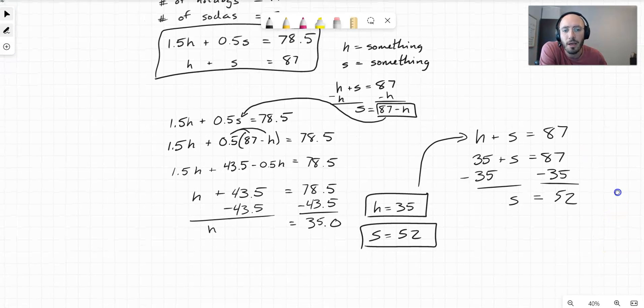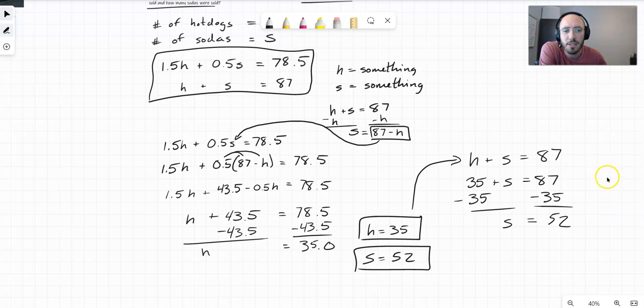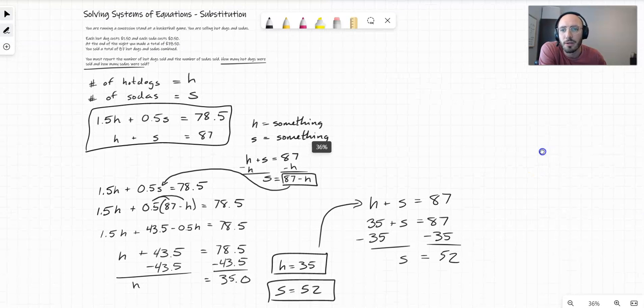So that is a demonstration on how to solve systems of equations using the substitution method.